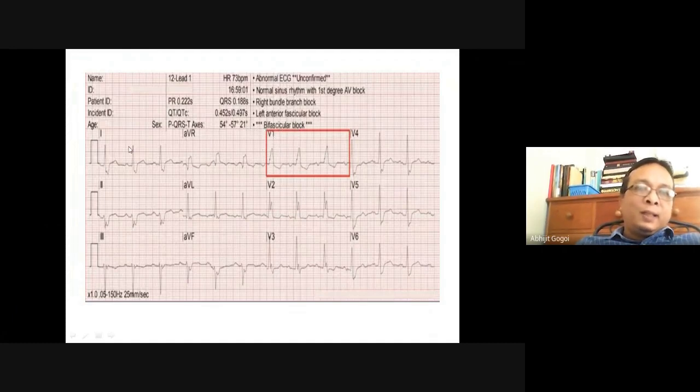If you look at lead 1 here, lead 1 is positive and lead 2 is negative. This is left axis deviation. And we know the cause of left axis deviation is left anterior fascicular block. So in this ECG, the right bundle branch is blocked because it's showing upright V1, and the left anterior fascicle is also blocked because it's showing left axis deviation. That's why we term it a bifascicular block.